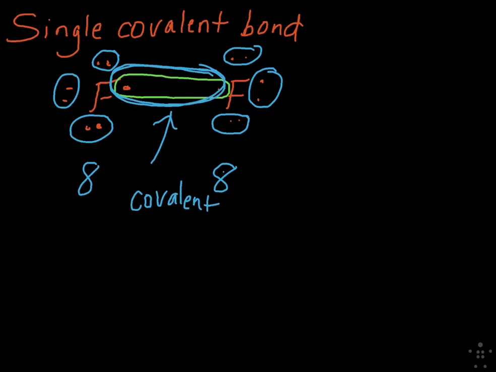And when we actually redraw that so that it looks decent, what it ends up looking like is this. We draw that covalent bond as one single line between them, and it represents those 2 electrons. So this molecule, yes, molecule, is F2.